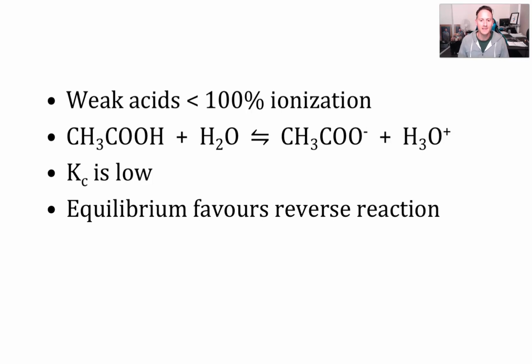So looking at weak acids with less than 100% ionization, so acetic acid, the Kc is low, which means it favours the formation of reactants, favours the reverse reaction. Weak acid, low Kc, equilibrium favours reverse reaction, and we've learnt this from the acids and bases topic previously. The majority of species in this would be in this form, and the minority would be in this form.